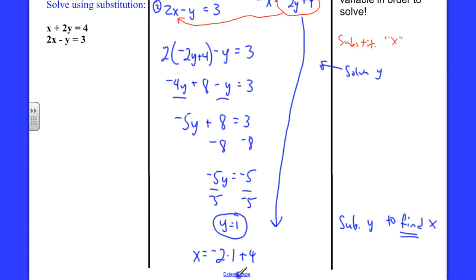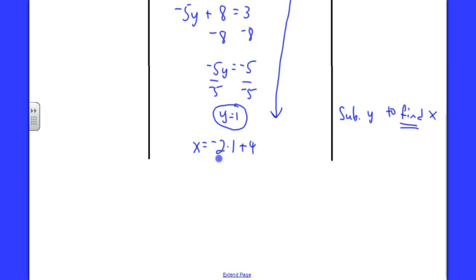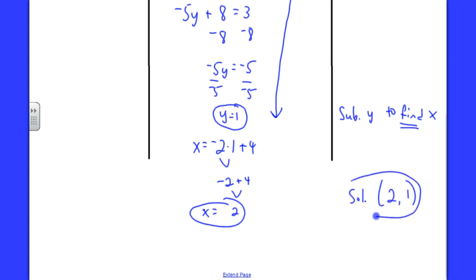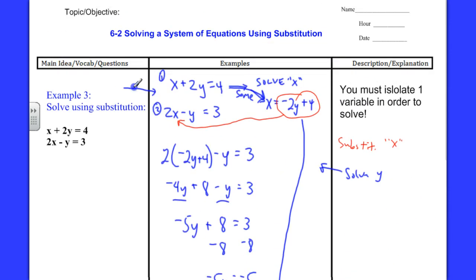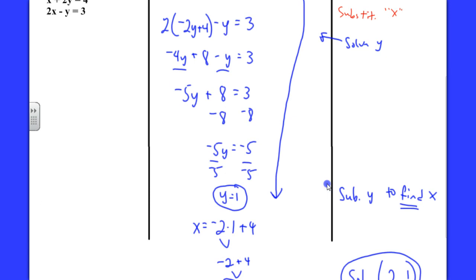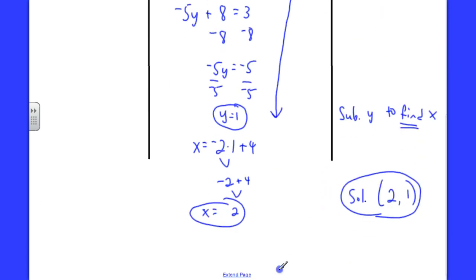All right, I work this out now. Negative 2 plus 4 is equal to 2. x equals 2, and that is the solution. The solution is the ordered pair (2, 1). And that's it. So that's what you have to do if you have an equation where you don't have any of the variables isolated. You have to isolate one first and then solve the problem.